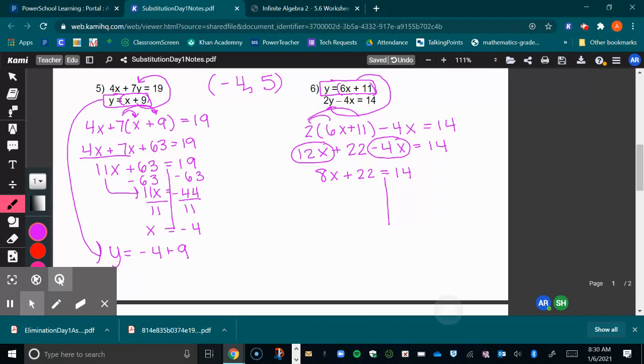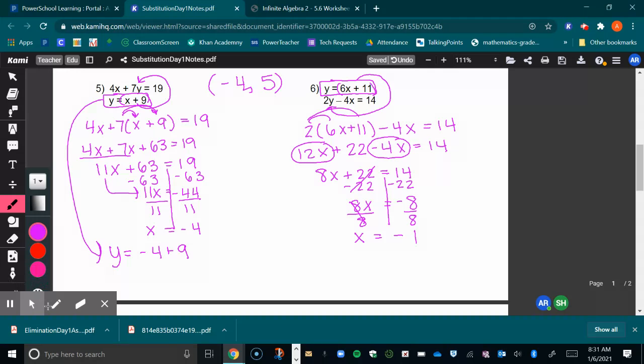And now I'm going to solve. So I'm going to subtract 22 from both sides. And I get 8x equals 14 minus 22, different signs. So I subtract. 22 minus 14 is 8. 22 is larger. I'm going to keep the sign of the larger number. So that'll be negative 8. Now I'm going to divide by 8 on both sides to get x by itself. And I get x equals negative 1.